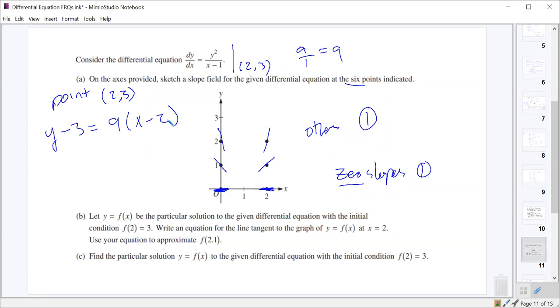And that right there is worth 1 point. And then approximating it at 2.1 is worth the other point. So that's 0.9, and you're going to add the 3 to it to give you y equals 3.9. And that's a 4th point. So parts A and B there, I hope, were pretty easy, especially after just doing the last one. Hopefully so. All right.